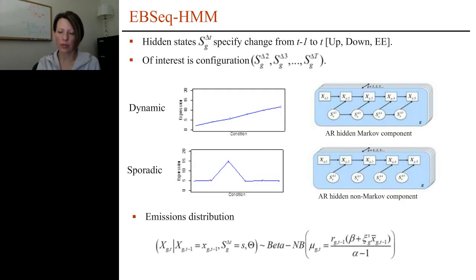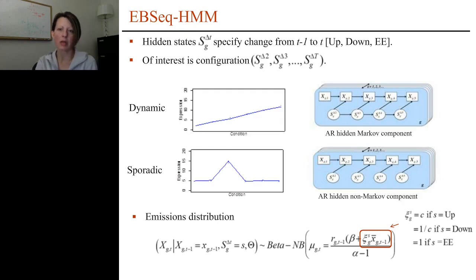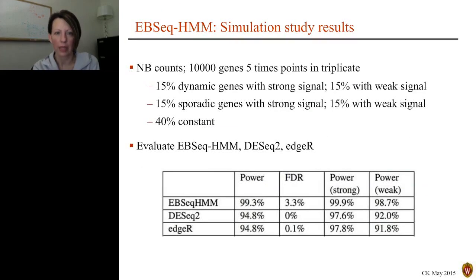Now, we use a parametric model that's very similar to EBSeq, but with this hidden Markov component built in. And you can see here the emissions distribution is a beta negative binomial, just as we saw before. And the mean in that beta negative binomial is very similar to what we saw before, except it has this C term here, where C equals C if S is up, it equals 1 over C if S is down, and it equals 1 if there's equivalent expression. So you can see the way in which this extends EBSeq to accommodate dependence in expression over these ordered conditions. Okay, so simulations were done as before.